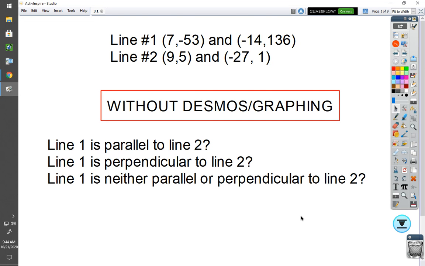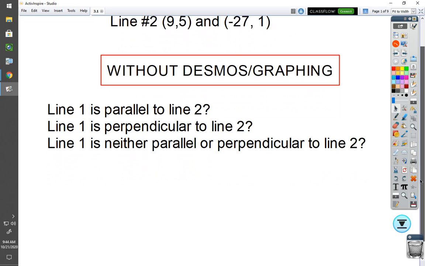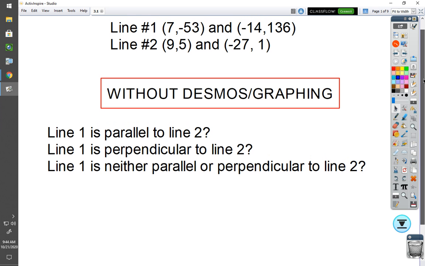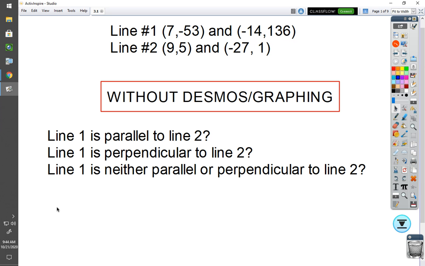Okay, so let's start this. How about we designate the first line, line number 1, and we'll find the slope of 1. So remember, m of 1, or slope of 1, is going to be equal to the subtraction of the y values. For us, I think I'll do 136 minus negative 53.